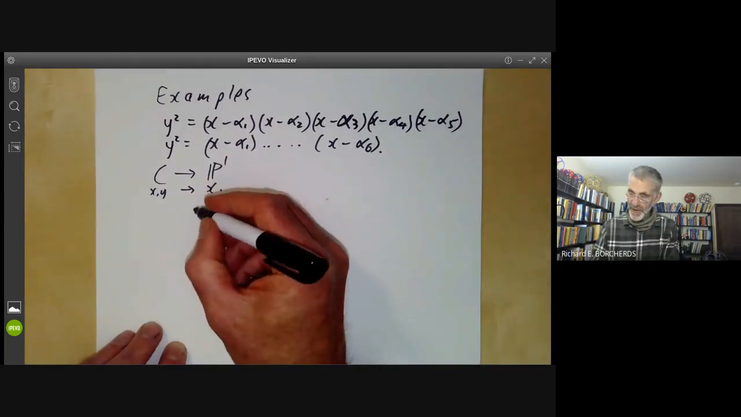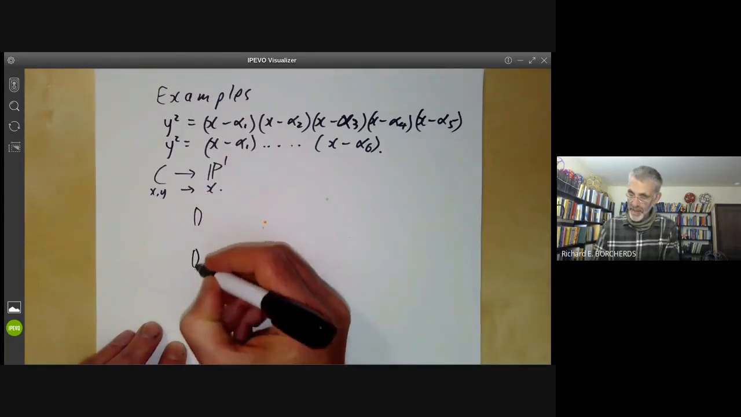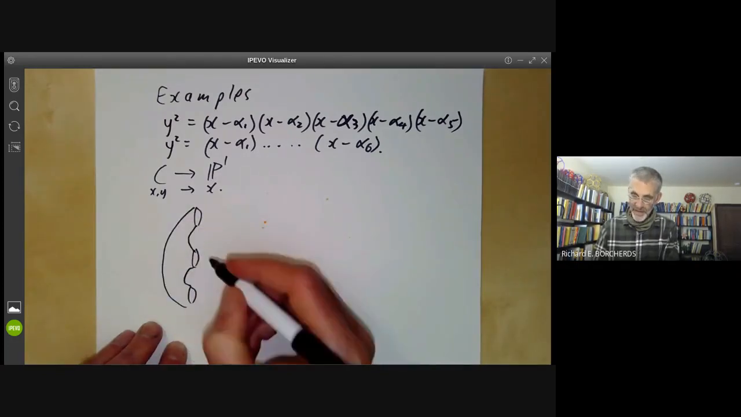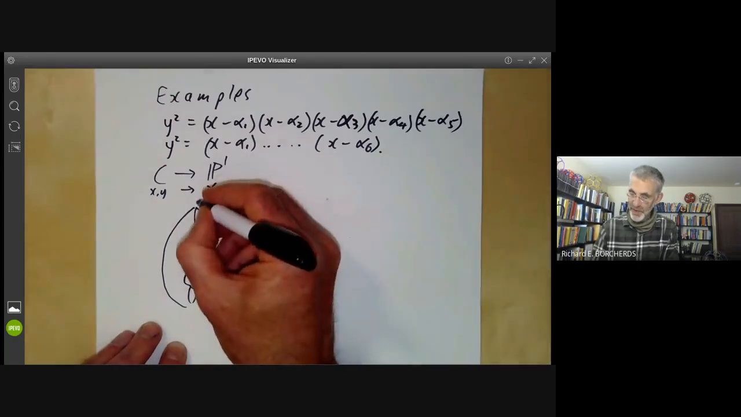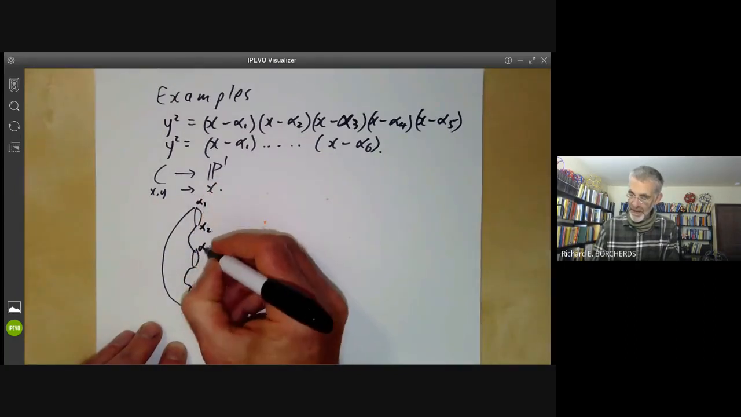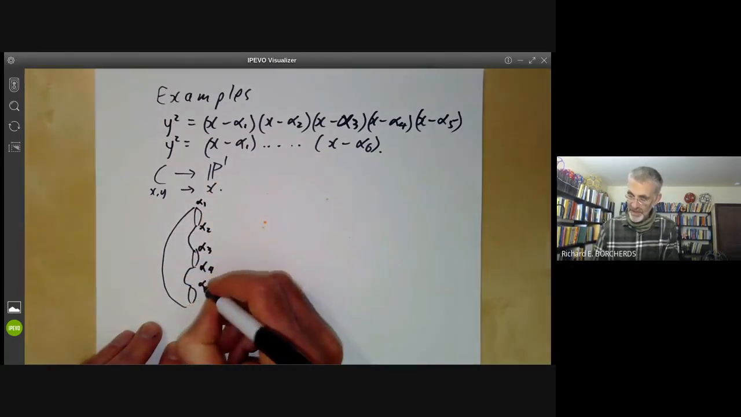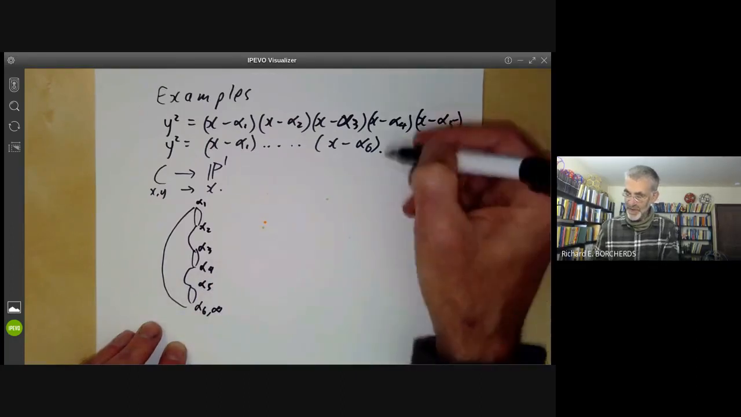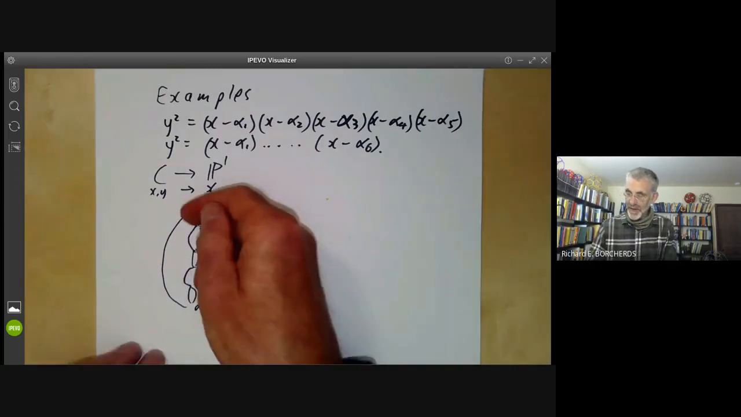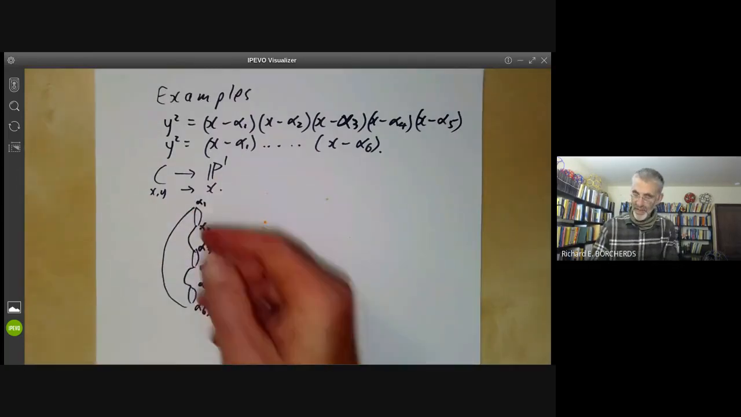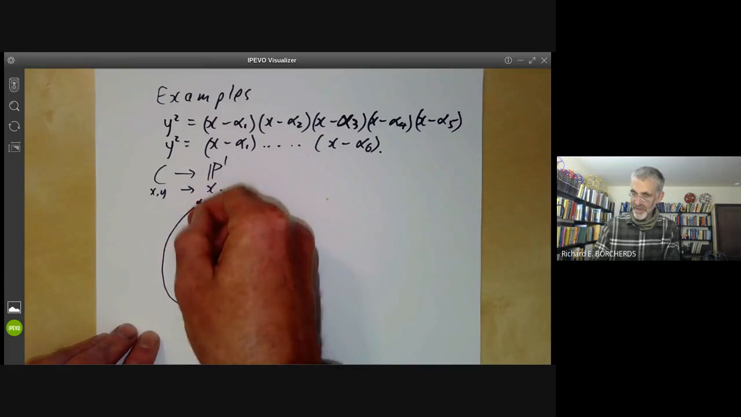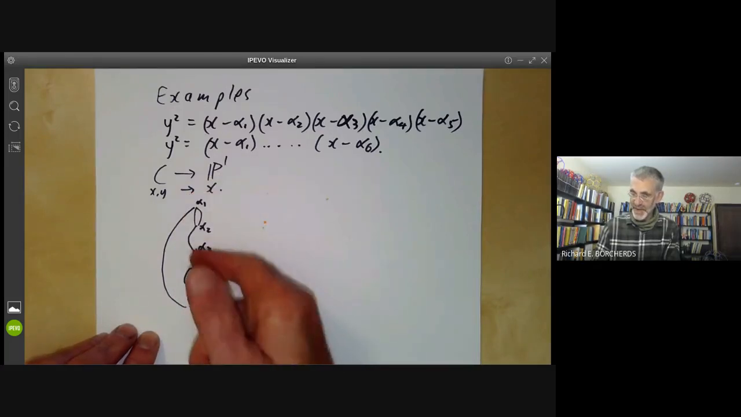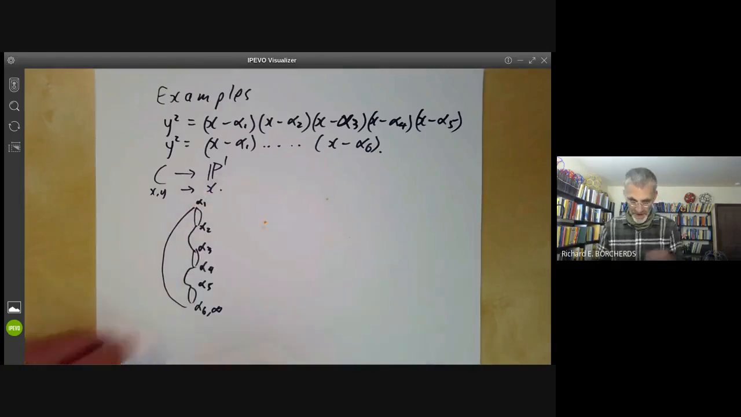We take 2 copies of the projective line, and I'm going to draw the projective line in a slightly funny way like this, because what I've done is I've taken the points alpha 1, alpha 2, alpha 3, alpha 4, alpha 5, and the point either alpha 6 or infinity, depending on which of these you're doing. And I've cut the projective line along here. So I've made a cut from alpha 1 to alpha 2 and from alpha 3 to alpha 4 and so on. So now there's a sort of circular bit.